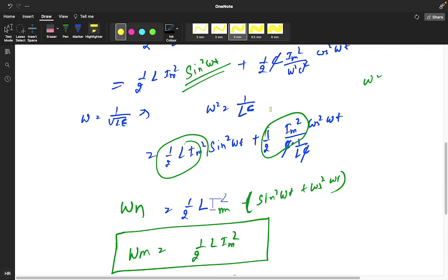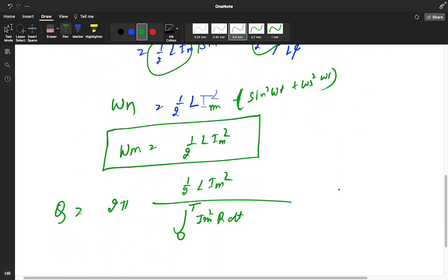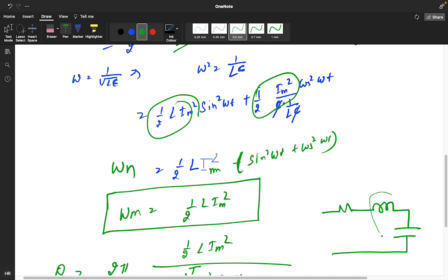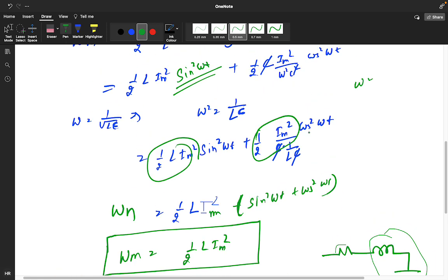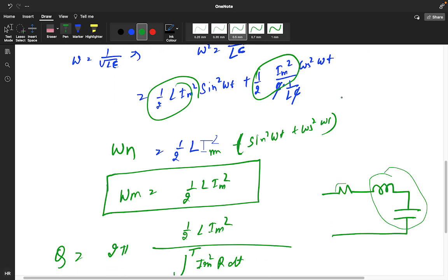Across the resistor, right? Because you have a resistor, an inductor, and a capacitor. Energy is stored in these two parameters, not in the resistor. The inductor and the capacitor store energy in the form of magnetic energy and electric field energy. We did the calculation for that at omega equals root under LC, and all the energy that is stored will dissipate in the resistor.